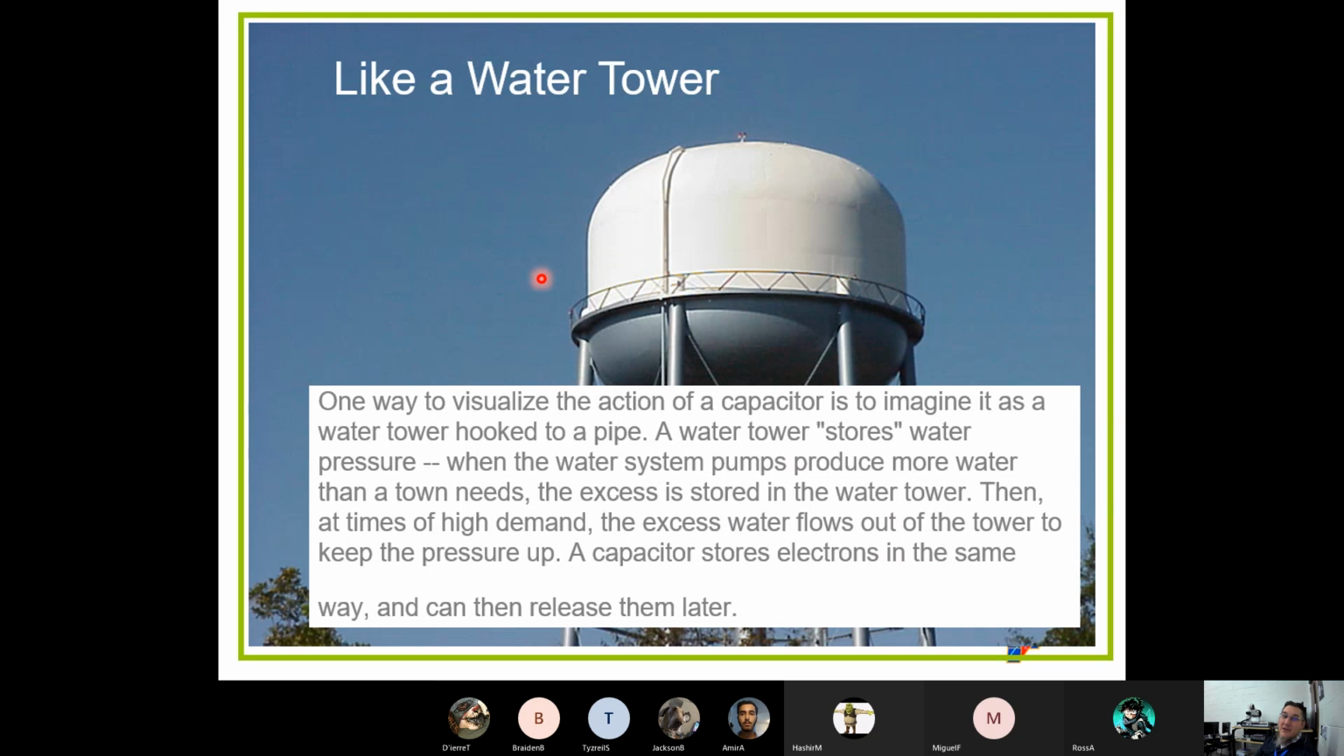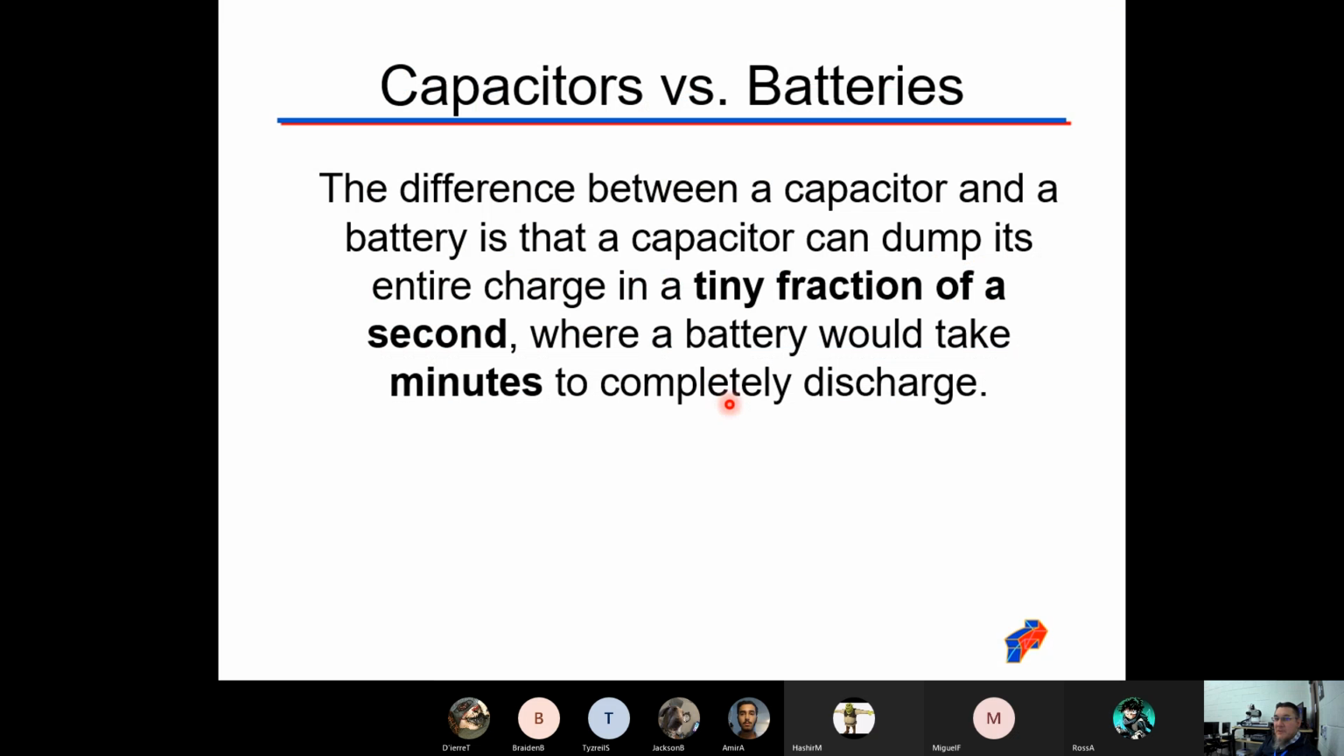All right, and so that's basically what a capacitor does. The difference between a capacitor and a battery is that a capacitor can dump all of the water in a fraction of a second, whereas a battery has to take a long time to disperse all of that charge. So a capacitor can go from 100 to 0 in a fraction of a second and dump all of the charge. However, a battery has to take a long time to get rid of all of the charge. Imagine a car going from 0 to 100 in a fraction of a second. That would be terrible.